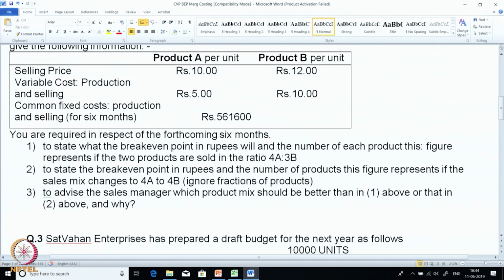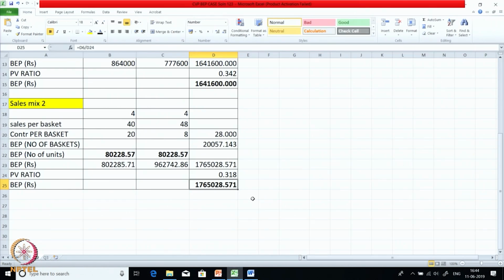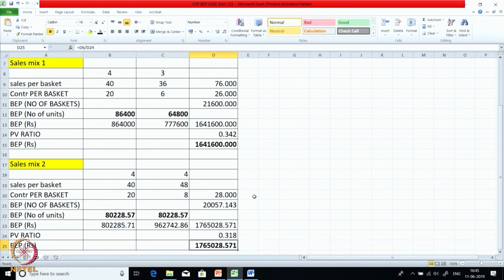Now the question was firstly to calculate the BEPs and then advise the sales manager as to which of the two mixes is better. So which of the two mixes do you like now? There are two ways of looking at it. First by BEP, you can see the BEP is higher for sales mix 2. So you would prefer sales mix 1, and by PV ratio, it is higher for sales mix 1. So you prefer sales mix 1.